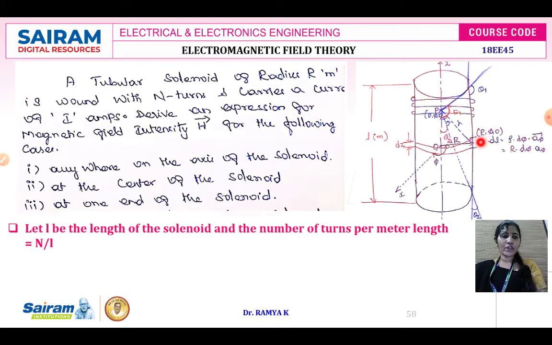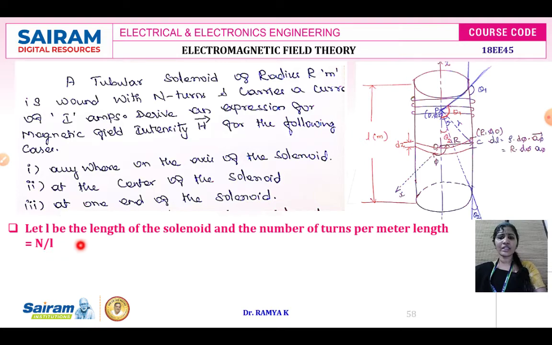At point C, we are going to consider a differential elemental length, which is equal to rho d phi a phi. In the sense, it is at a distance of r meter from the center point. We can write it as r d phi a phi. For all these three conditions, we are going to identify the magnetic field intensity H.